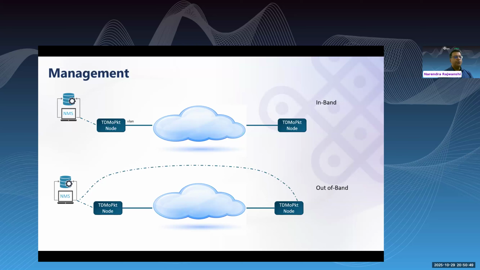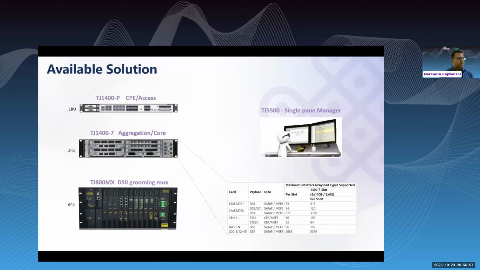Now let's see the solutions available to achieve this transformation. From the Tejas portfolio, this is the entire package of the solution available. Starting from the top, it is the TJ1400P, a 1U pizza box factory-fitted configuration, which can uplink multiple 10 gigs. It can do up to 16 DS1s and a few OC3s. This is primarily architected for edge applications, customer premise applications.